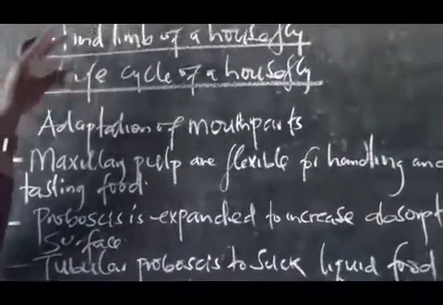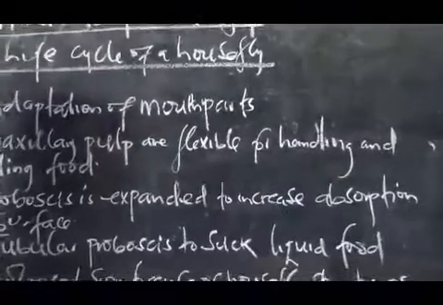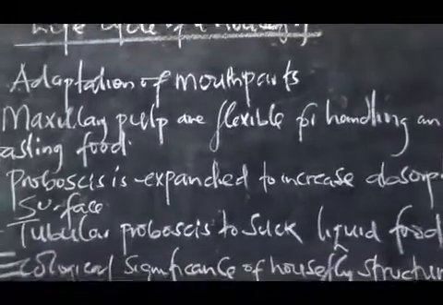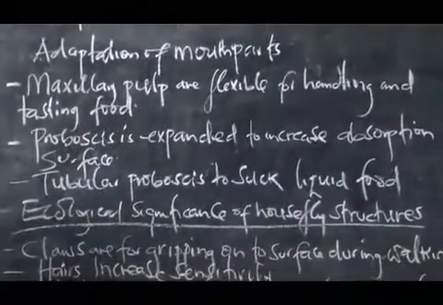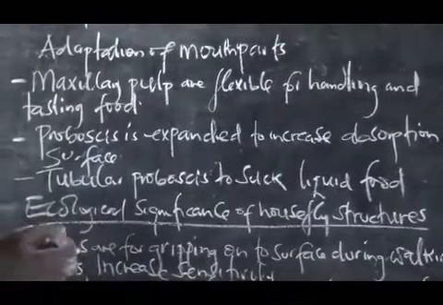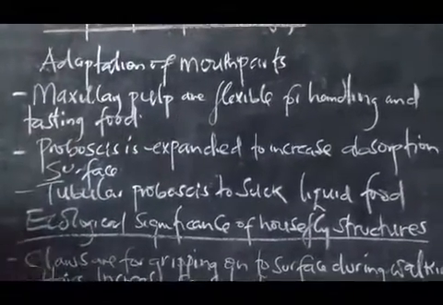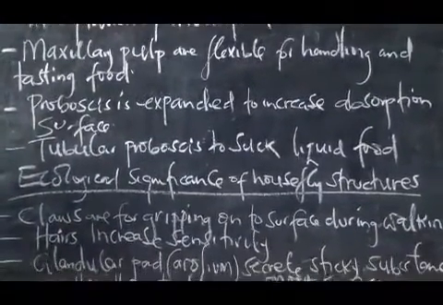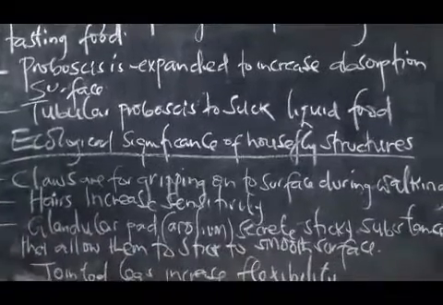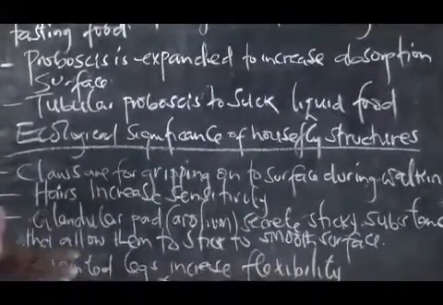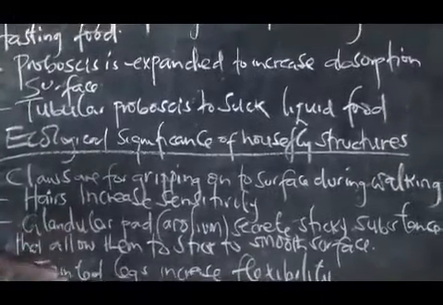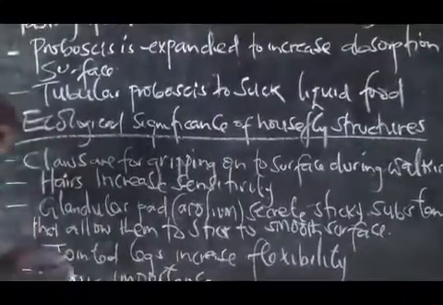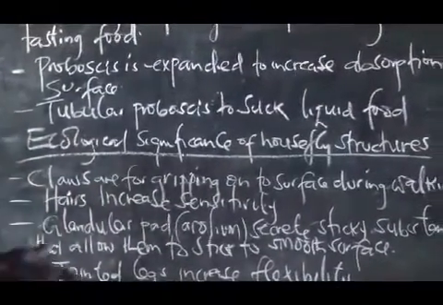You can pause the video at any of that and study those diagrams, but let's look at the adaptations of the mouthparts of a housefly. Now, the housefly has a maxillary palp, and this is flexible and is used for holding and tasting food. The holding and tasting of food is in the maxillary palp. Then the proboscis is expanded at the bottom, that club-like shape we said, and that is to increase the surface area for absorption of the food. And then there is the tubular proboscis. Their proboscis is straw-like, so that they can suck liquid food from whatever they are feeding on.